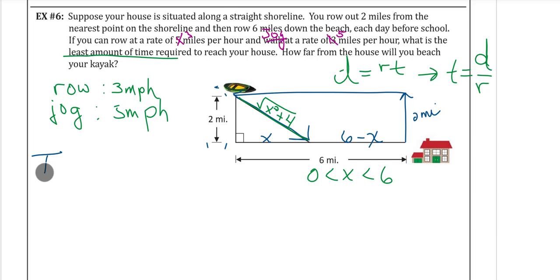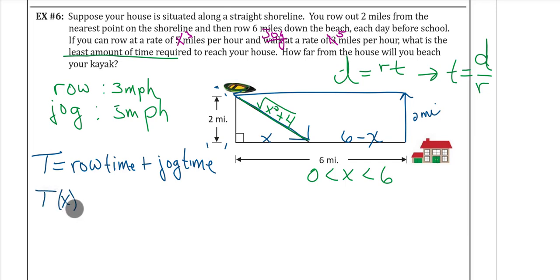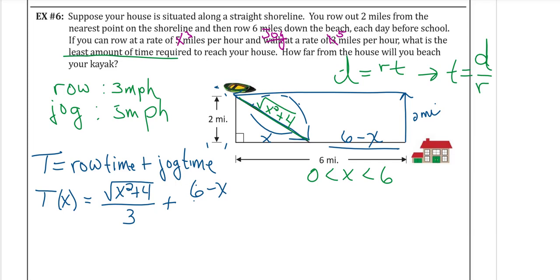So our time equation is going to be our row time plus our jog time. All right, so I'm going to put some x's in here now, so I'm going to call this t of x. Our row time is going to be our row distance, which is that hypotenuse there, the square root of x squared plus 4, and we're going to divide it by our rate of rowing, which is 3. Our jog time is going to be the distance we jog, which is 6 minus x, and we're going to divide that by our rate of jogging, which is 5.